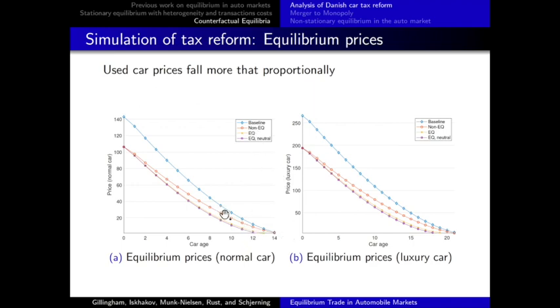Okay, now then we calculate the equilibrium and try to figure out what is the change in prices, and it turns out that the prices of the older cars, they actually drop more than proportionally. They drop more than proportionally, and the scrap age also changes.